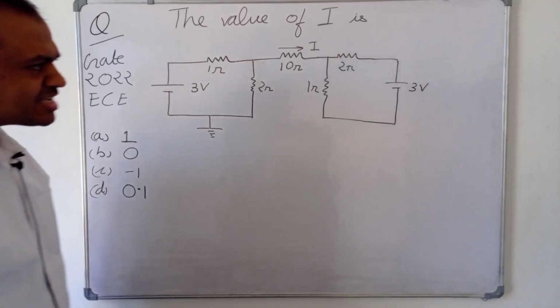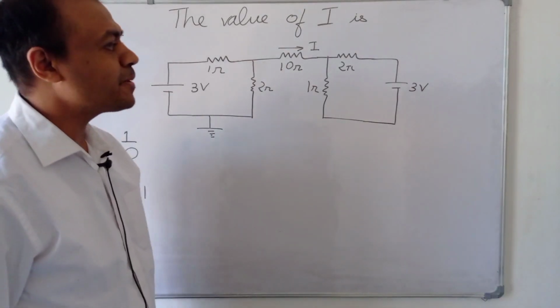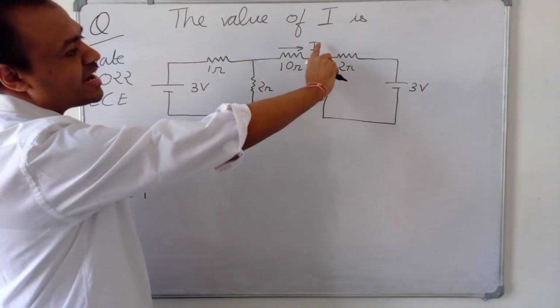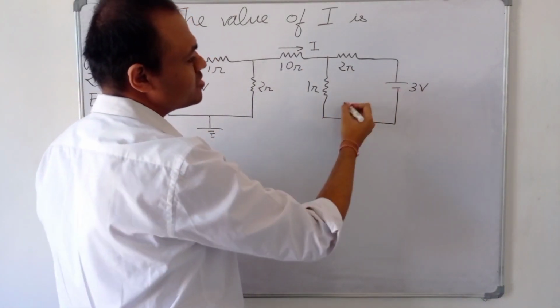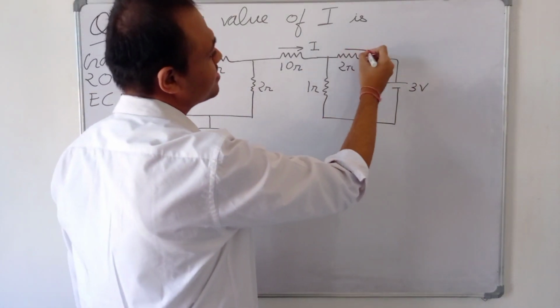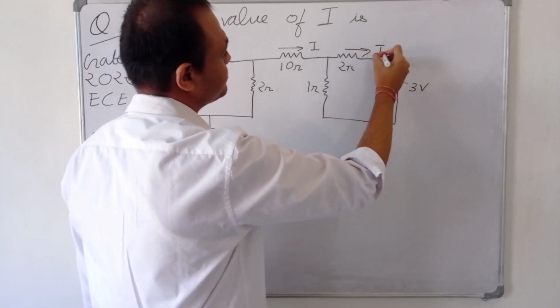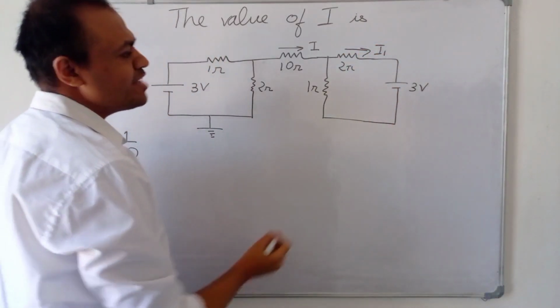Now this is a very easy question. It is based on concept. So we have to find the value of this current I. Let us assume that the current flowing through this branch is, let's say, I1. So I1 will flow here.